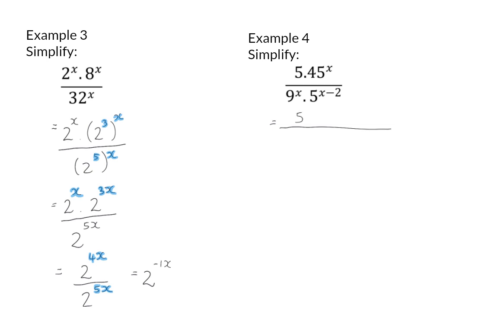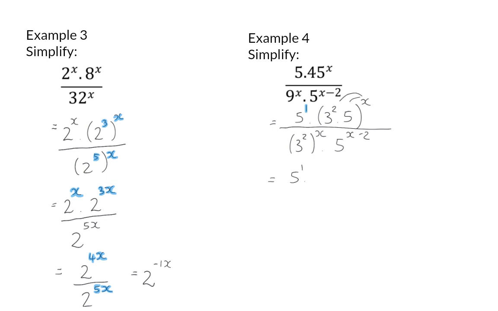In example 4, I will again start by changing all the base numbers to prime factors. 5 is already a prime number, and I'm just reminding myself that the exponent is 1. 45 can be rewritten as 3 squared times 5, and the whole 45 is to the power of x. And next we have 9, which can be written as 3 squared to the power of x, and 5 is already a prime number. Next, I'm going to get rid of the brackets, and in my numerator, I'm going to use 2 laws to get rid of the brackets.